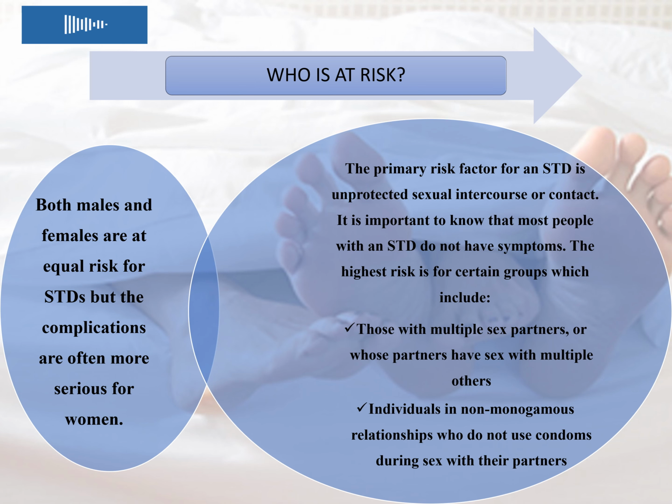Both males and females are at equal risk for STD, but the complications are often more serious for women. The primary risk factor for an STD is unprotected sexual intercourse. It is important to note that most people with STD do not have any symptoms. The highest risk is for certain groups, which include those with multiple sexual partners or whose partners have sex with multiple others. Also, individuals in a non-monogamous relationship who do not use condoms during sex with their partners are at risk.